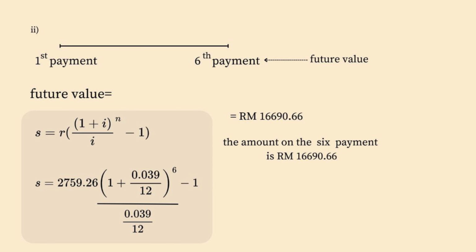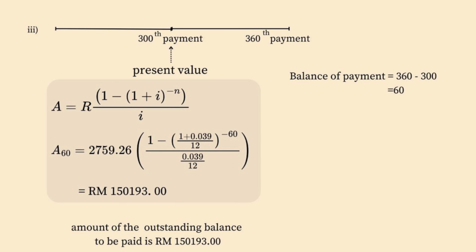So S equal to 16,690.66. So for the third question, we also have to make a timeline, from the 300th payment to the 360th payment. So the balance of the payments equal to 360 minus 300 equal to 60. We have to use the present value formula. So A60 equals to 2759.26 in bracket 1 minus in bracket 1 plus 0.039 over 12 power of negative 60, over 0.039 over 12. So A60 equals to 150,193.